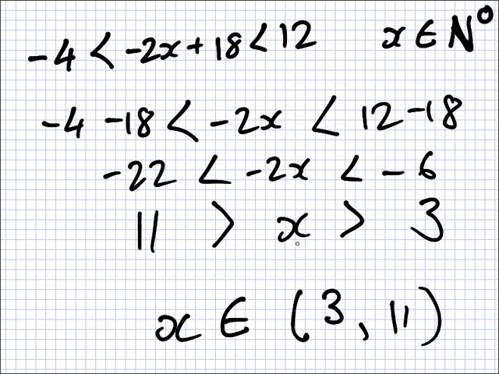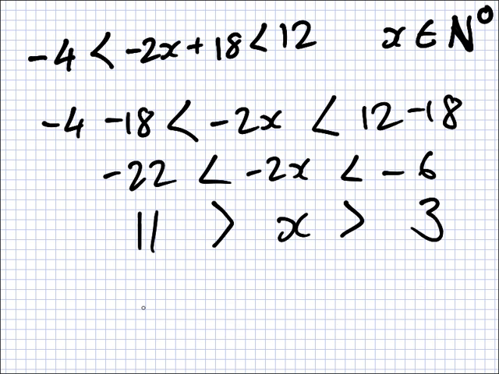Okay, so look, the reason this is wrong is because my answer is saying x can be any number between 3 and 11, right? So what's a number between 3 and 11? Is 3.5? Yeah, 3.5 is between 3 and 11, isn't it? Am I allowed to use 3.5? No, because at the start I said x is a natural number, so I forgot about that.